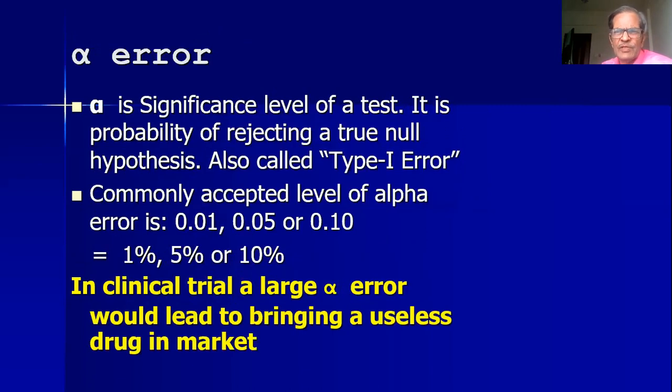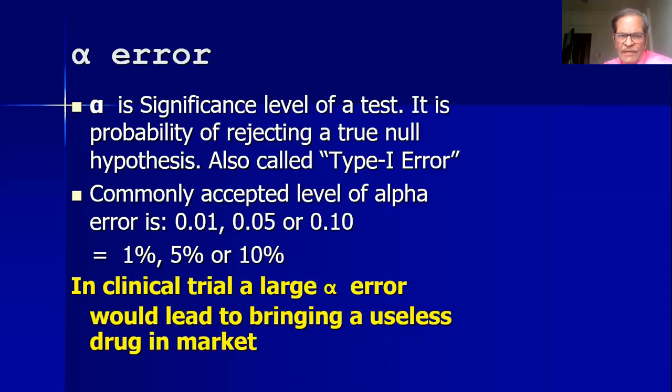This is one concept which every person who intends to do an epidemiological study must know, and that is the alpha error. Alpha error is the significance level of the test, and it is the probability of rejecting a true null hypothesis. It is also called type 1 error. The commonly accepted level of alpha error is 0.01, 0.05, or 0.1. In terms of percentages, it could be mentioned as 1%, 5%, or 10%.